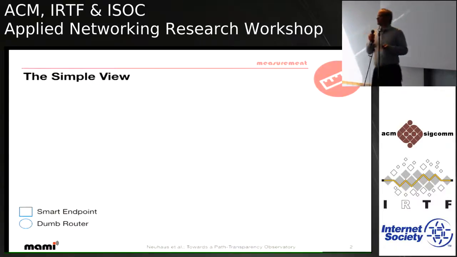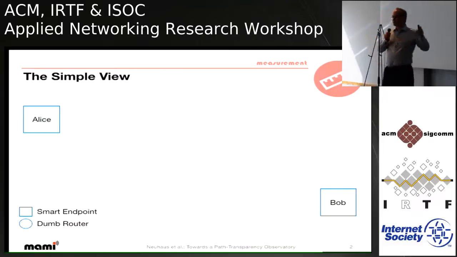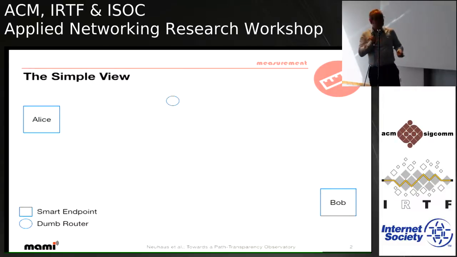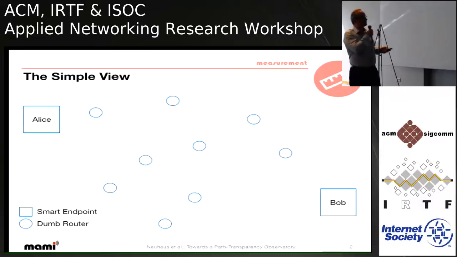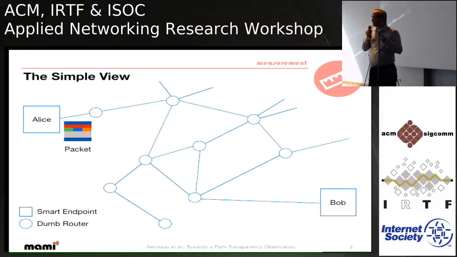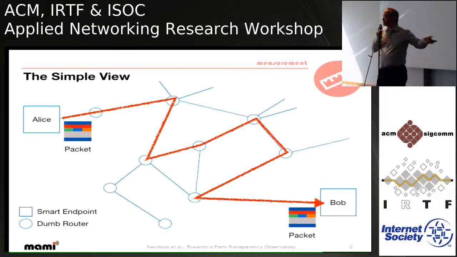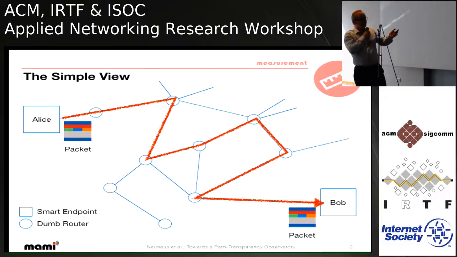Well, the simple view is this. I'm a security guy masquerading as a networking guy, so I call my stations Alice and Bob. And Alice and Bob are connected to the internet, which means that there are lots of routers in between. These routers are connected using some kind of network. And now Alice has a packet that she wants to send to Bob. And the idea is now that the network chooses a path and the packet is transferred along that path to Bob. And the interesting thing here in this particular slide is that the packet that comes out at Bob is exactly the same as the one that went in.